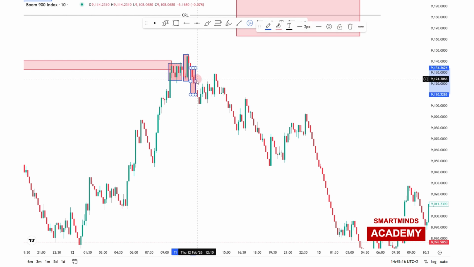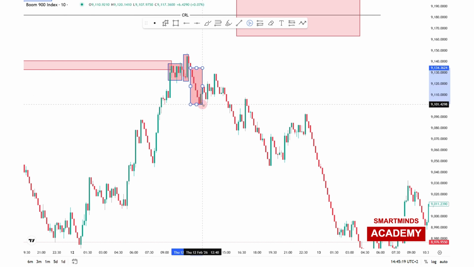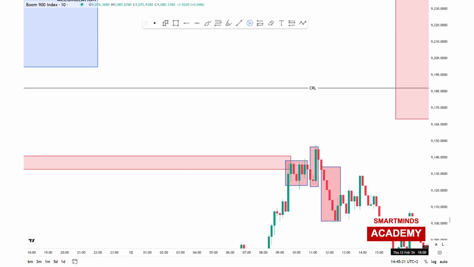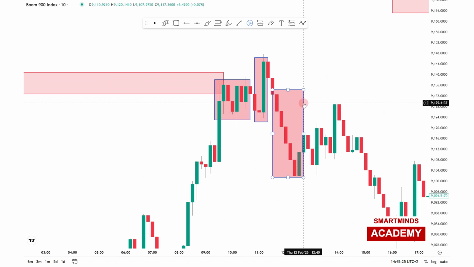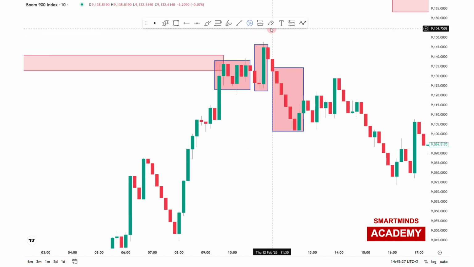That is going to be your distribution. And on the distribution we look for an entry, to see where the price is going to drop. So let me just get rid of this and show you how the price managed to drop from this zone.